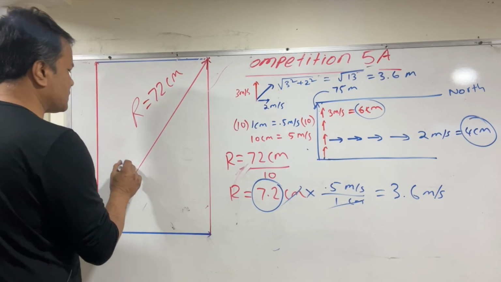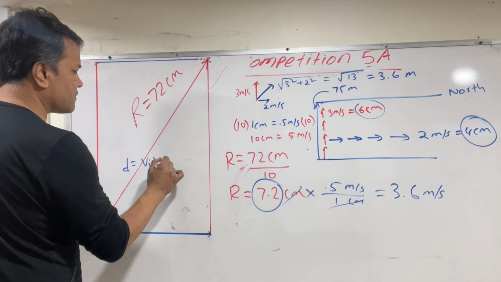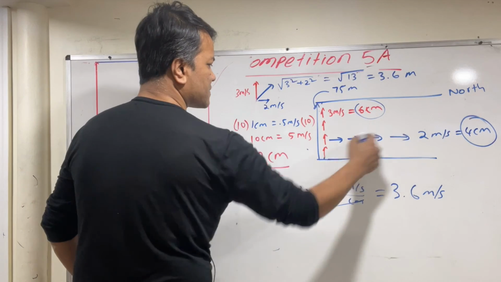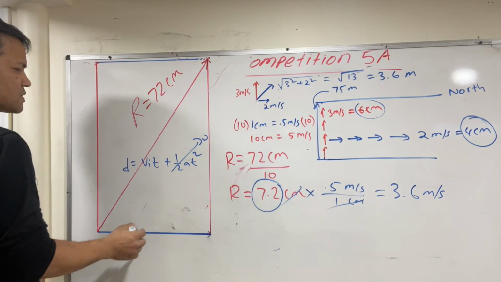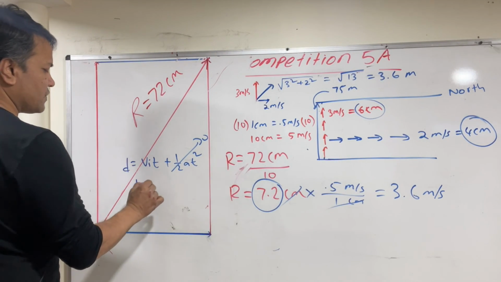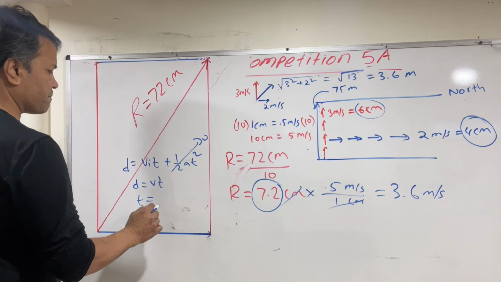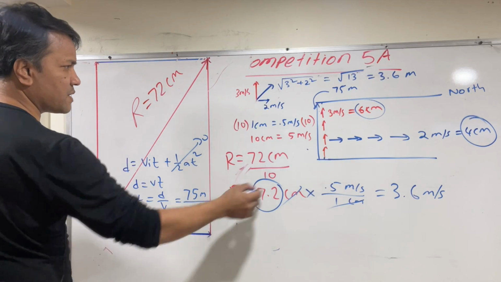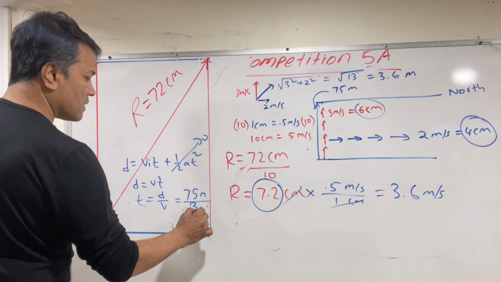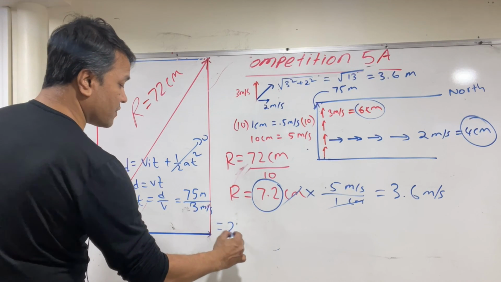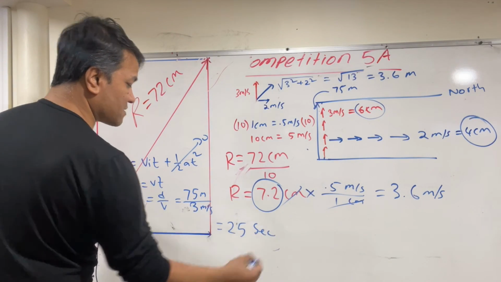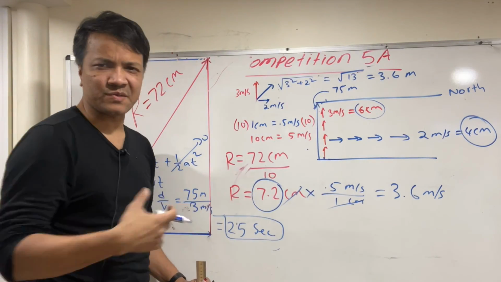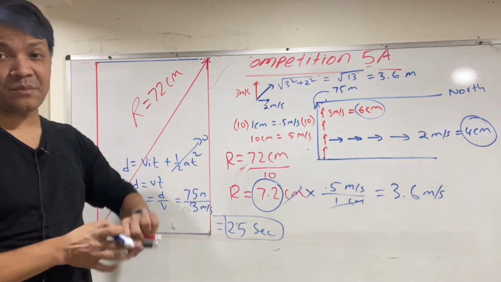So d is equal to v_i t plus half a t squared, right? And there is no acceleration. How do you know? See the size of the arrow. No, it's constant velocity. So d is equal to vt. So t must be d over v, and d is 75 meter, and v is 3 meter per second, and that is 25 seconds. So it takes 25 seconds for you to go from here to the other side, and that is 5A. Now I'm going to go over 5B.